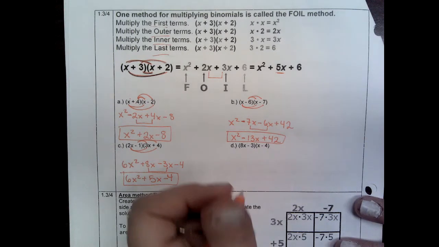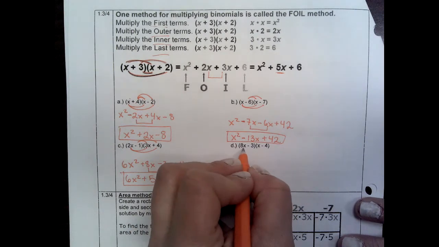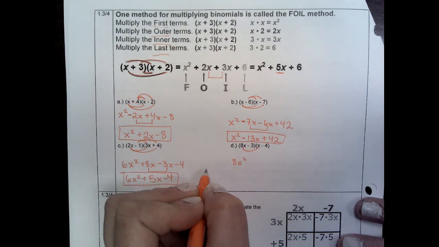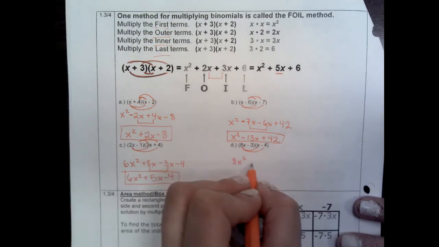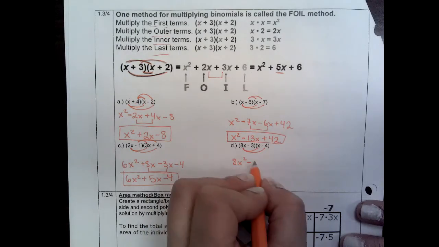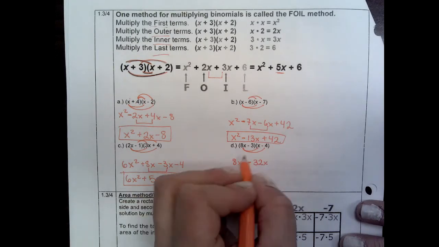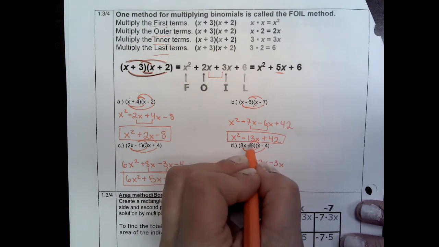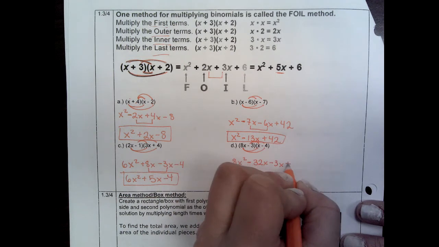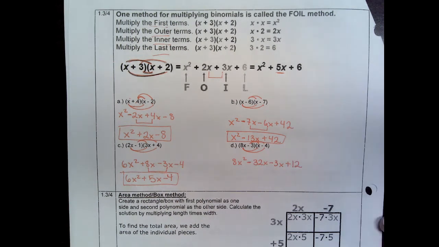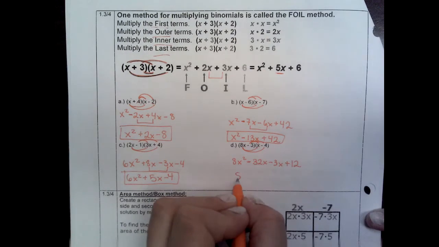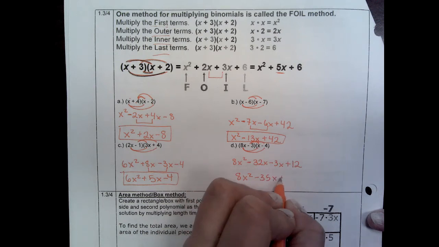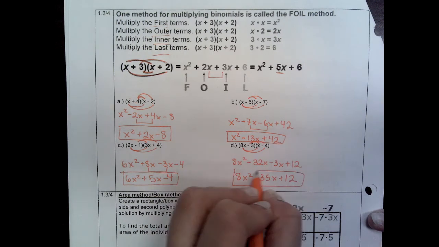And let's take a look at this last one. Okay, so first, 8x times x, 8x squared. Outer, 8x times negative 4 is negative 32x. Inner, negative 3 times x is negative 3x. And last, negative 3 times negative 4 is plus 12. Okay, so once again, let's combine like terms. So we get 8x squared minus 35x plus 12.